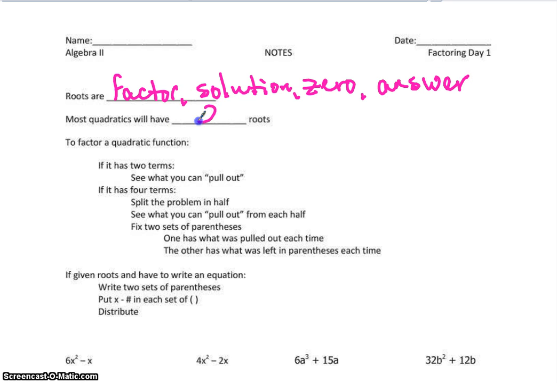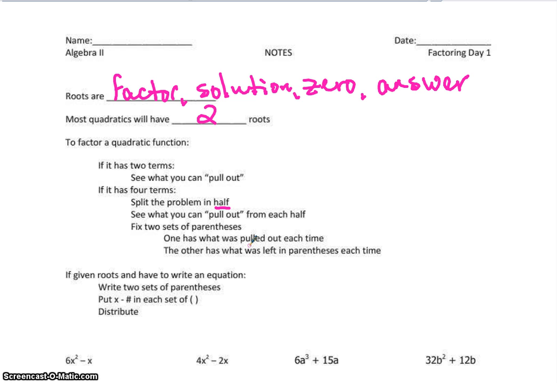Most quadratics are going to have 2 roots. So to factor a quadratic function, if it has 2 terms, you see what you can pull out. And what you can pull out is anything that it has in common. Numbers that they will both divide by, letters that show up in both terms. If it has 4 terms, you're going to have to start by splitting it in half and then see what you can pull out from each half.